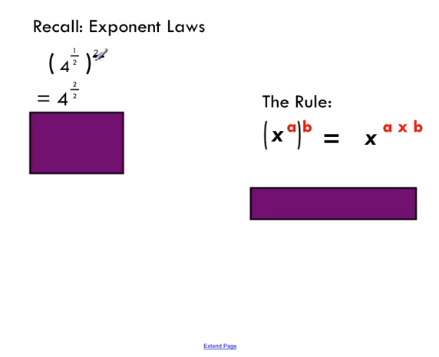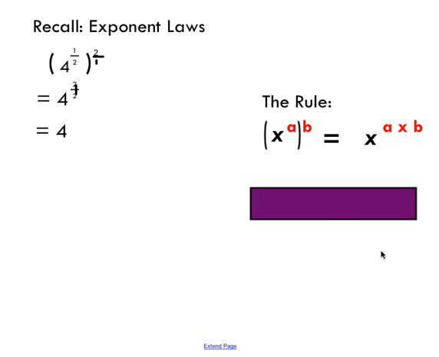I've got 2 over 1 here. Remember, we don't write the 1. You just multiply straight across. So 1 times 2 is 2, 2 times 1 is 2. 2 over 2 is just 1, so what I have here is really just 4 to the power of 1, also known as 4. Okay, so you're thinking, well, how is this relevant to what we just saw?